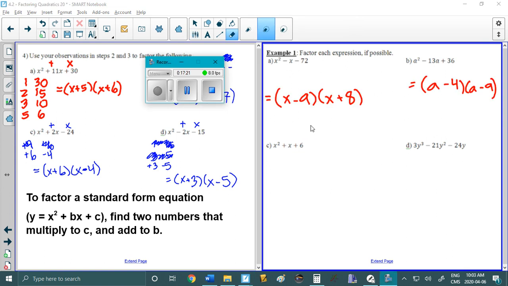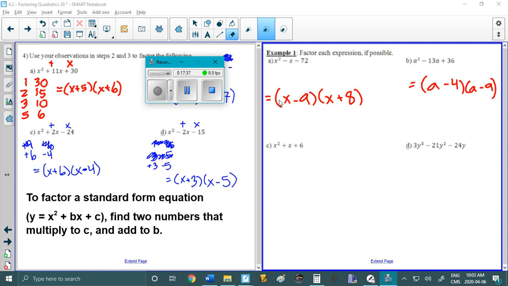Okay, so I did the first two, A and B. I'm just going to check it. X squared plus 8x minus 9x would be minus x minus 72. That one works. A squared minus 9a minus 4a would be negative 13a plus 36.